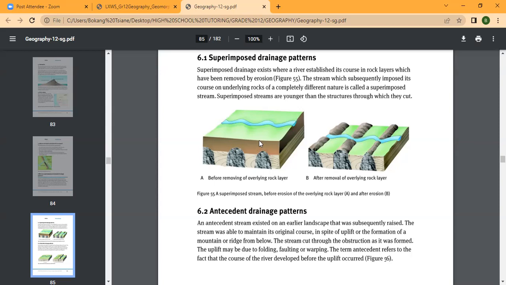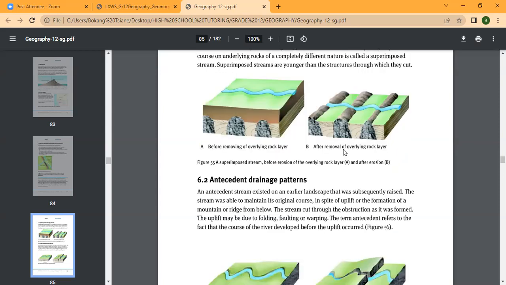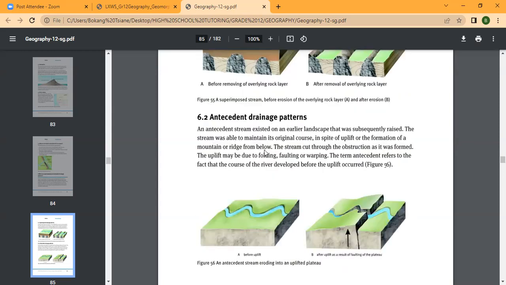So this top layer is eroded, and after it is eroded, we have the exposure of the rock that was inside the Earth's crust. And then with antecedent drainage pattern, we have a river flowing, and the slope is even, and then there's a slight movement because maybe of a fault or whatever geological process occurs. Then suddenly we have a rock that's raised. So then we have the river cutting through the rock.